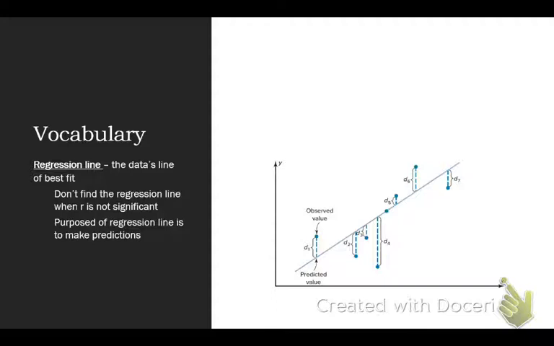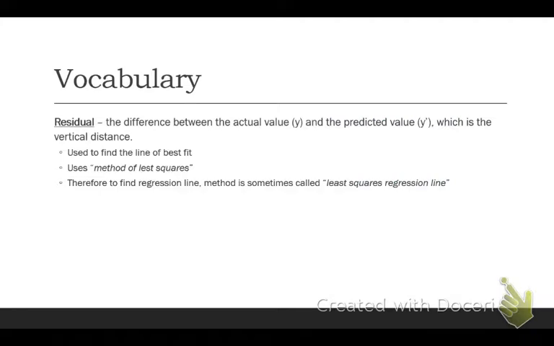So the purpose of the regression line is to make predictions, okay? And it's important to understand that these predictions that we're making are not so very far in the future or so very far in our data, but more so that we can make predictions within our data, and I'll explain that in a second. So some things to know is the residual, and the residual is the difference between the actual value of y and the predicted value of y.